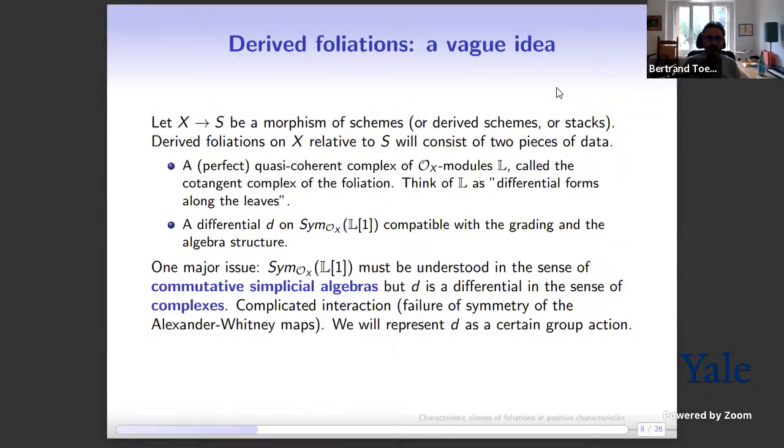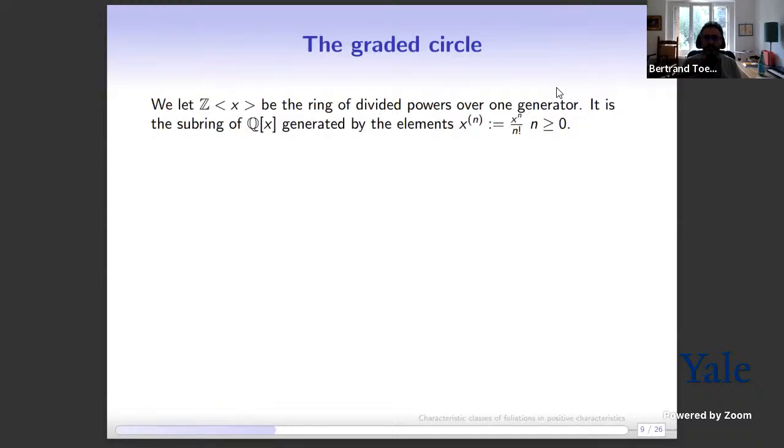Okay, so if there are no questions up to here, I will start getting more precise definitions about what this group is. So I will have to describe this group. This group is called the graded circle.